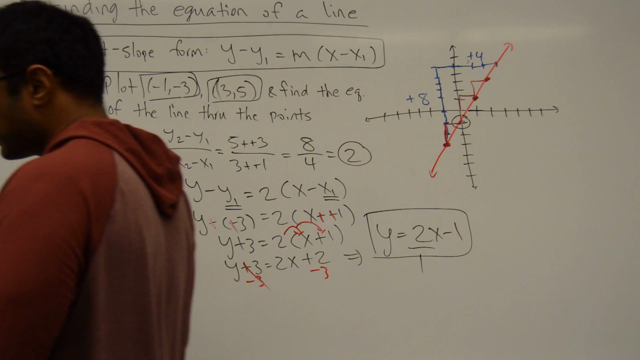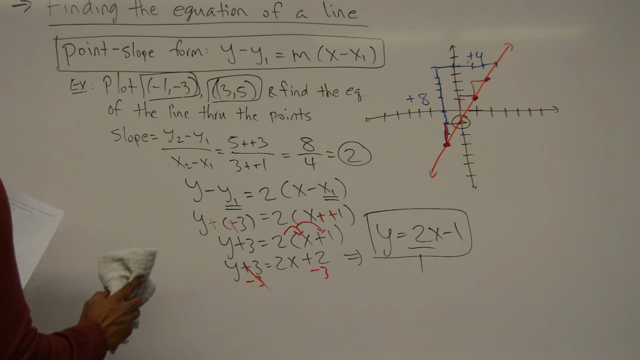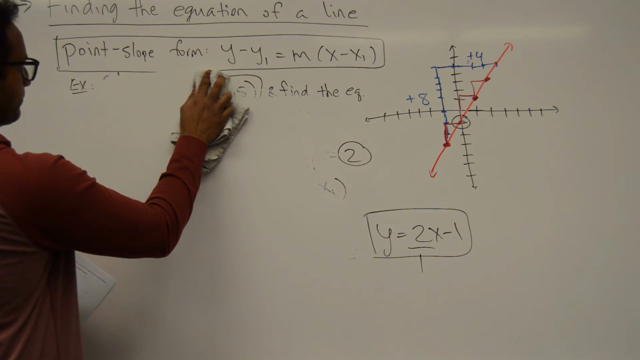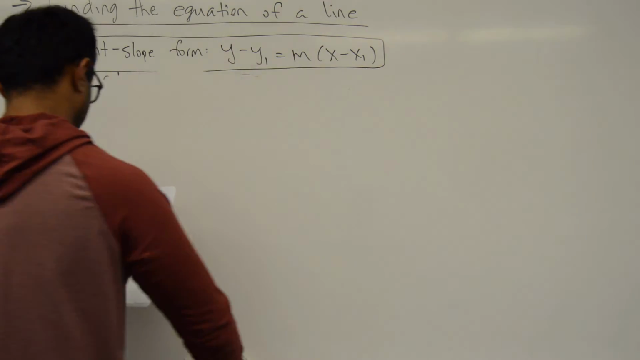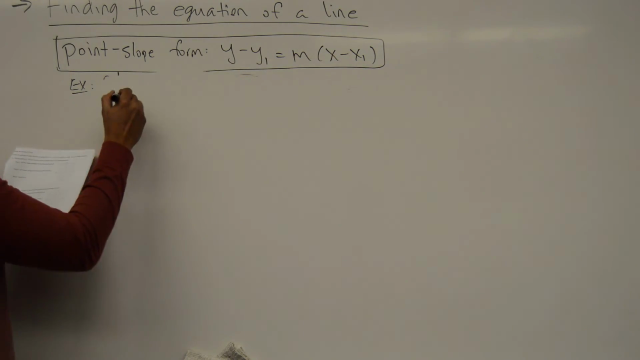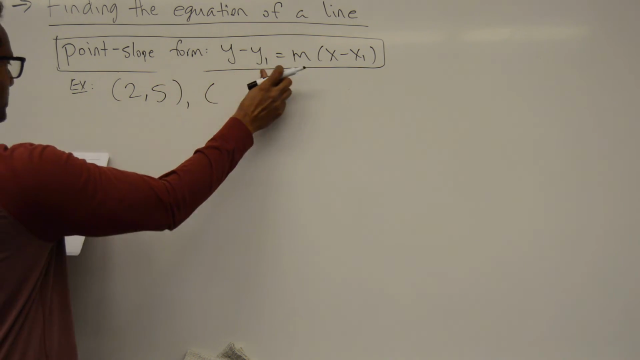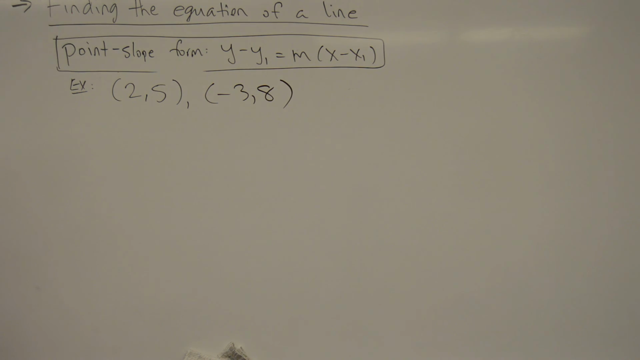All right, next example. The next example says, plot the points 2, 5, and negative 3, 8, and find the equation of the line through those points. All right, start from scratch. Okay, our points are 2, 5, and negative 3, 8. These are our points. So what do we do with this?